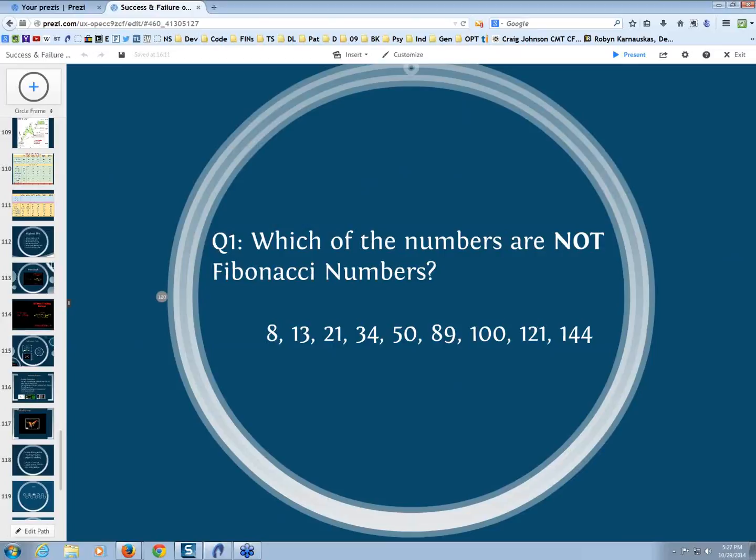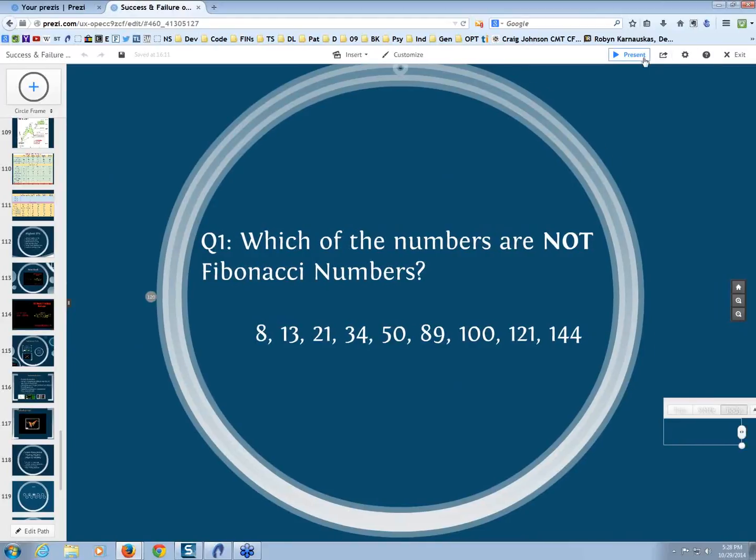I think I'm just going to look at these answers. Which of the numbers are not Fibonacci numbers? The first person who answered it already is Lawrence C. So Lawrence, I need your BMT username, please.